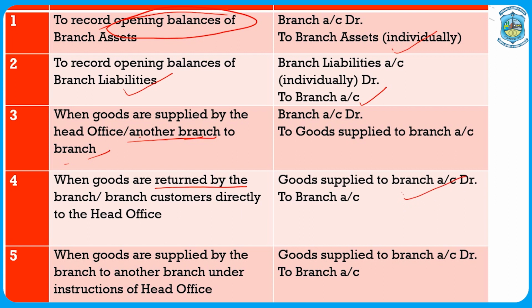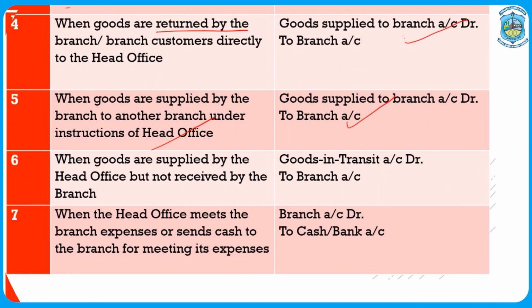Then when goods are being supplied by the branch to another branch, and this is generally done under the instructions of the head office, the same entry is passed as above, like goods supplied to branch account debit to branch account. Then when goods are being supplied by the head office but not actually received by the branch, means we assume that the goods are there in transit. So the entry is goods in transit account debit to branch account.